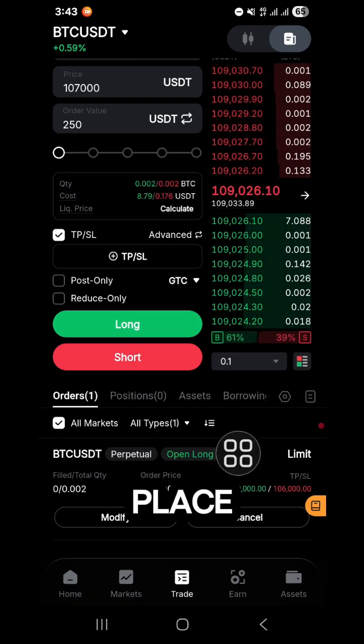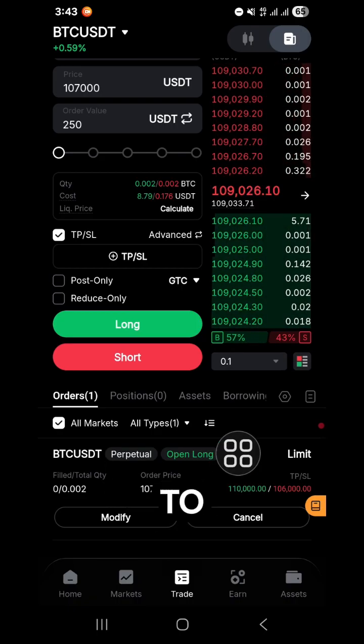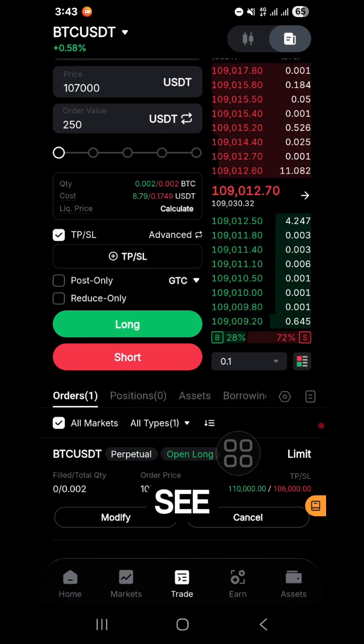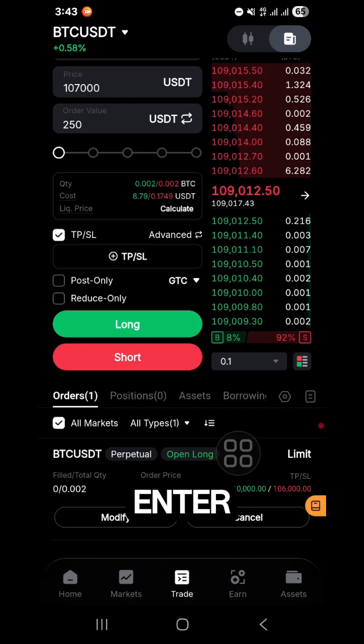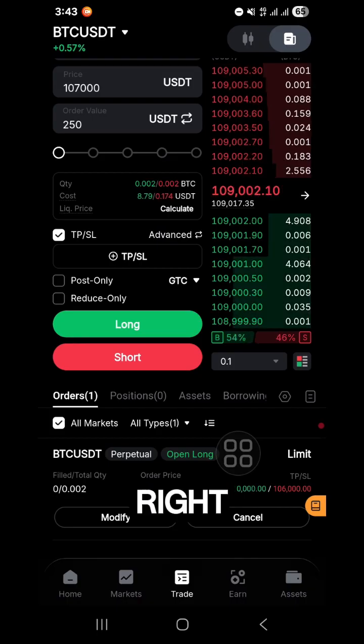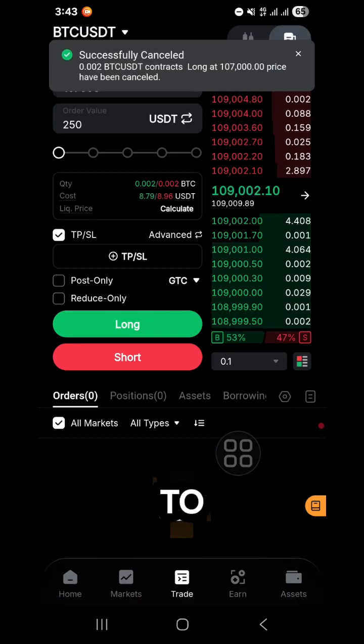When the price gets to this place, this is when the trade is going to execute. So as you can see, a limit order allows you to put in the specific price that you want to enter the market at. So right now I'm going to click on cancel to cancel this.